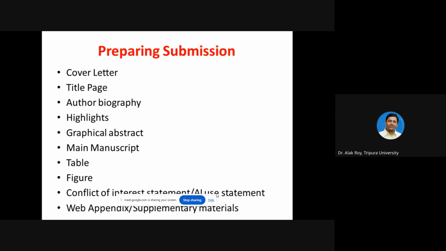Now, being a beginner, what should be the approach? Should we select the journal and then start writing, or vice versa?